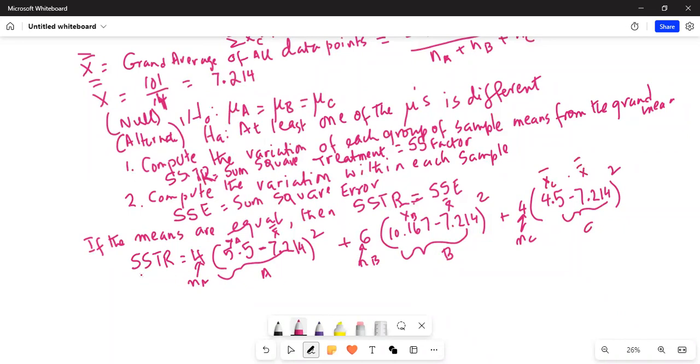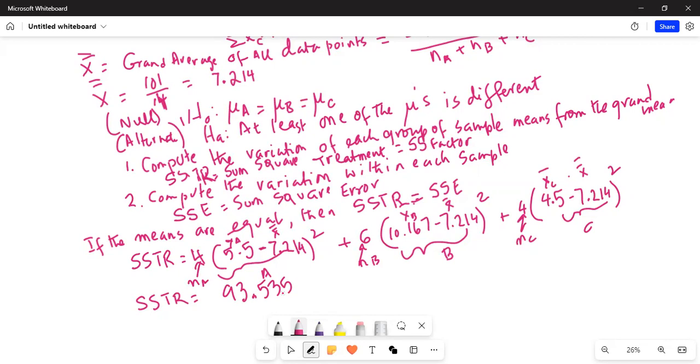Okay. So the sum square treatment, if you do the calculations correctly, is 93.535. How will you do it in your calculator? Well, you take 4, then left parenthesis, 5.5 minus 7.214, right parenthesis, press the X square button, plus 6, left parenthesis, 10.167 minus 7.214, square it, plus 4, left parenthesis, 4.5 minus 7.214, and you square it. And you add them and you get 93 points.